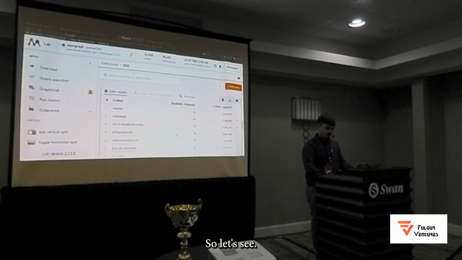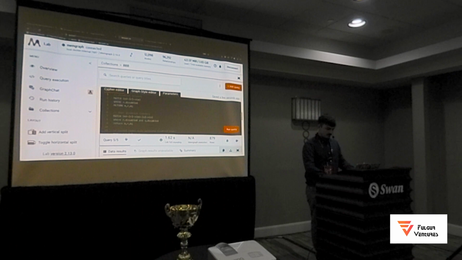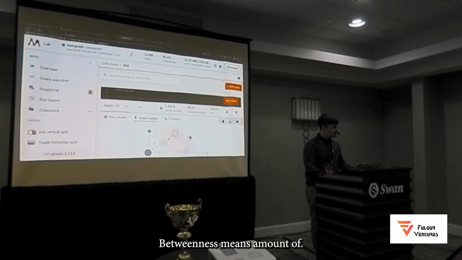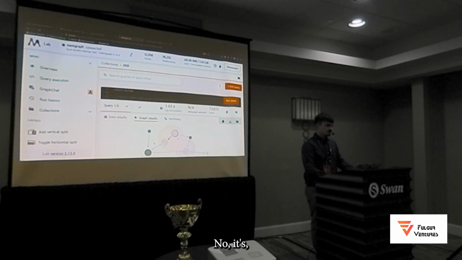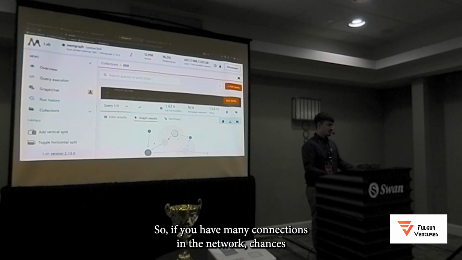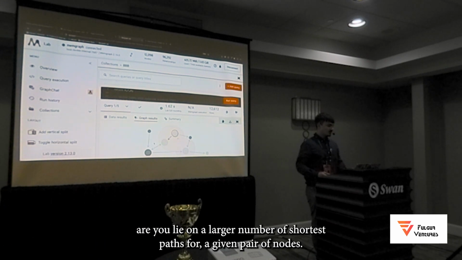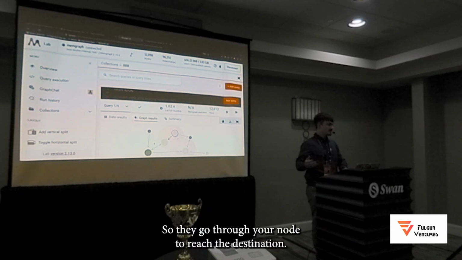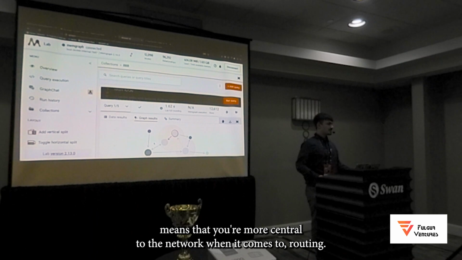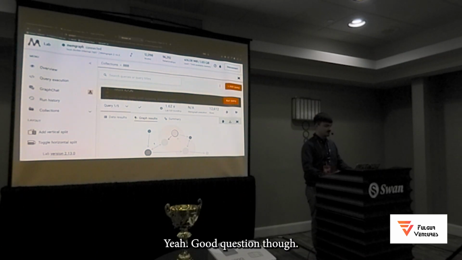So let's see. Betweenness means the amount of hops it has to go to reach some other. No, it has to deal with shortest paths. So if you have many connections in the network, chances are you lie on a larger number of shortest paths for a given pair of nodes, right? So they go through your node to reach the destination. So having a high betweenness means that you're more central to the network when it comes to routing. Yeah, good question though, thank you.